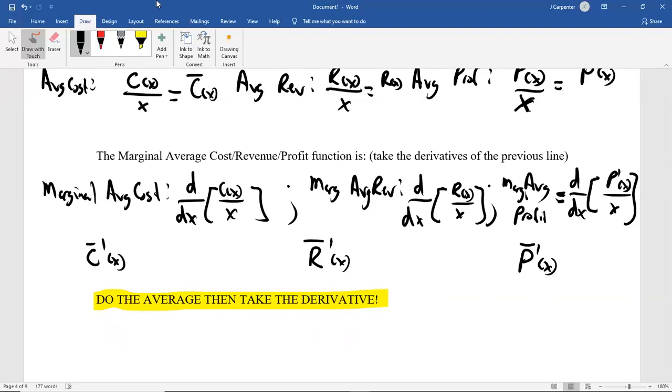Sorry, my other folder with my next example is somewhere else. Give me about 15 seconds. Here it is. Okay.